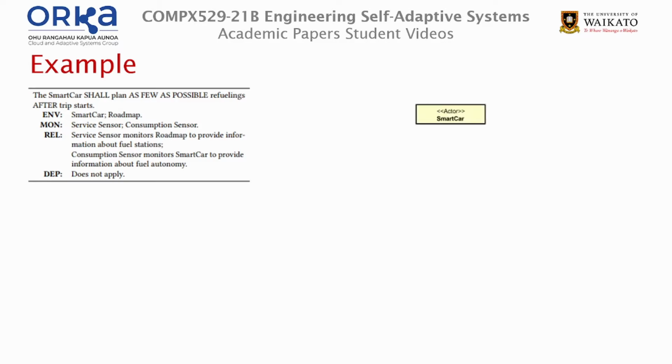Firstly, we identify actors as things before modal operators. So here the modal operator is shall, and the actor we identify before the word shall is the smart car. So we create an actor called smart car.